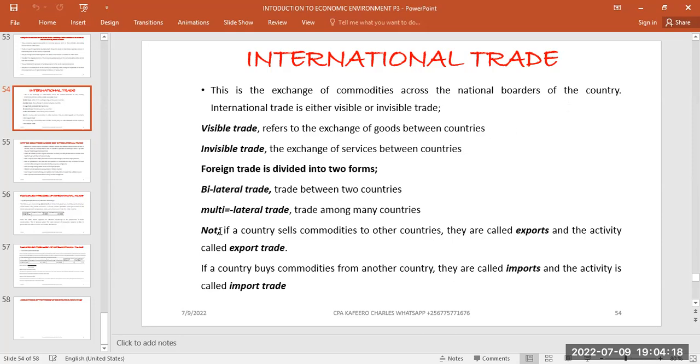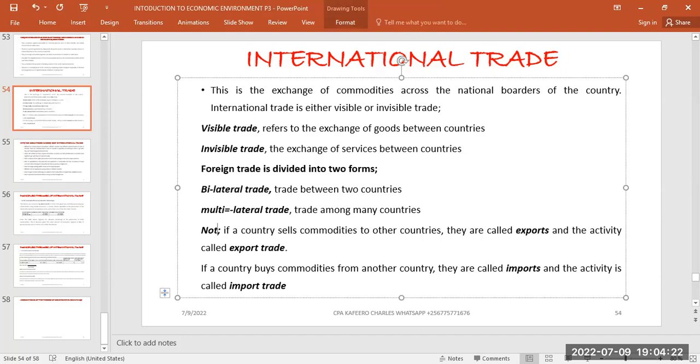Then we have a note here, and the note says that if a country sells commodities to other countries, those are called exports. If you are moving goods from your country to other countries, that's export, and the activity is called export trade. What we are giving out to other countries are called exports. And vice versa, for the country that buys commodities from other countries, they are called imports, what we are buying, and the activity is called import trade.